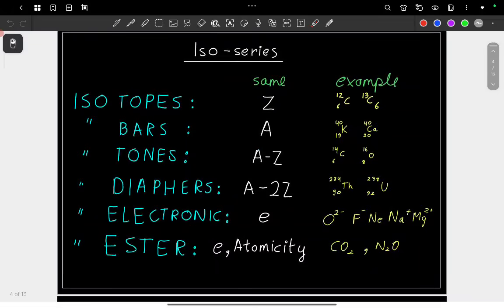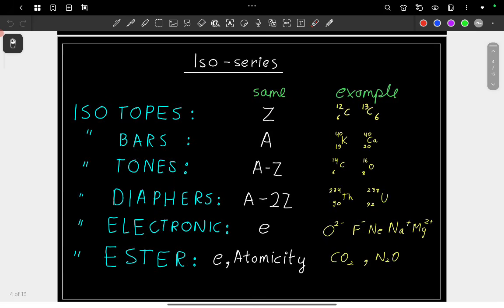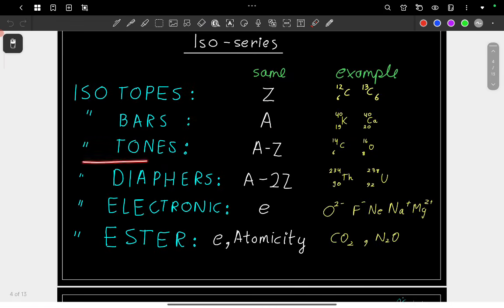If any two atoms are isotopes, then they have the same atomic number but different mass numbers. If two atoms are isobars, they have the same mass number but different atomic numbers. If they are isotones, that means they have the same number of neutrons. Well, how do we find the number of neutrons?